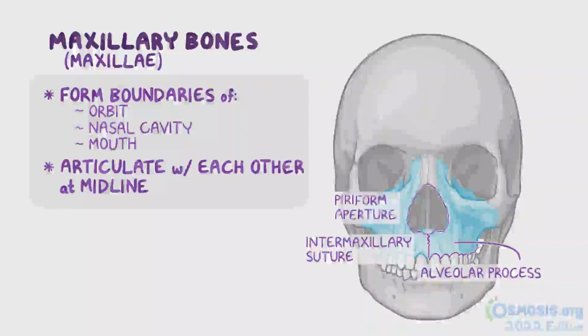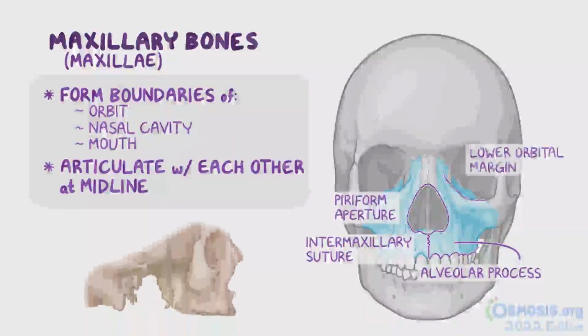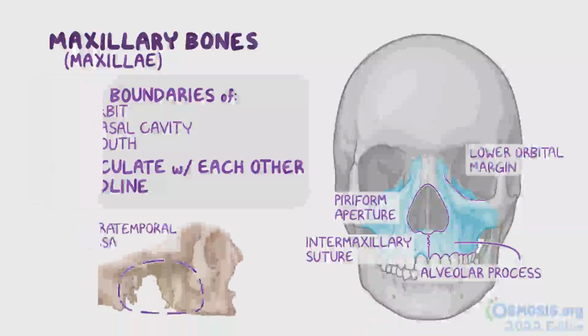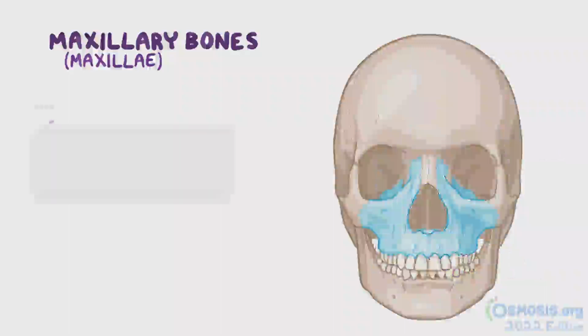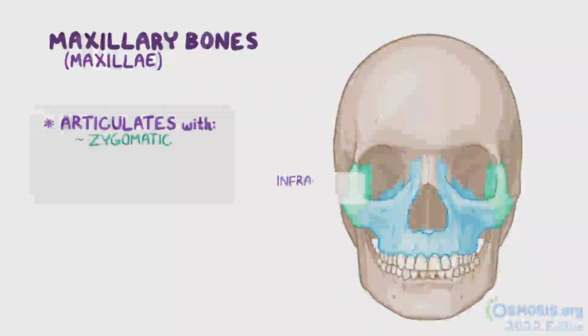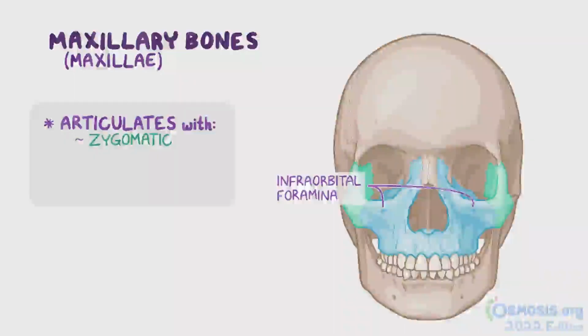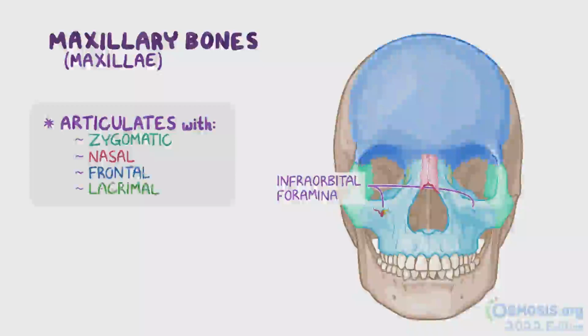The superior border helps form the lower orbital margin, and the posterior border articulates with the sphenoid to help form the infratemporal fossa. Laterally, the maxilla articulates with the zygomatic bones, and anterior to this articulation, and inferior to each orbit, there's the infraorbital foramina, through which the infraorbital nerve and vessels pass. Superiorly and anteriorly, the maxilla frontal process articulates with the nasal, frontal, and lacrimal bones.